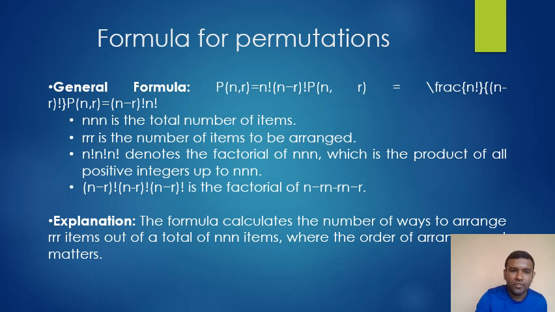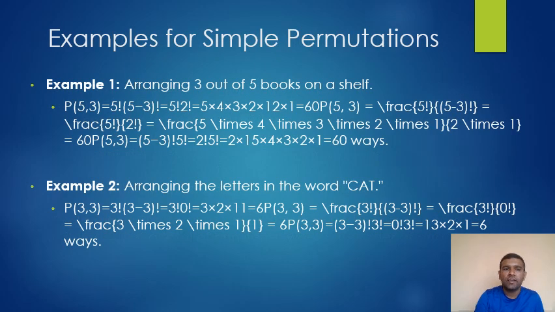What's the explanation of this? The formula calculates the number of ways to arrange r items out of a total of n items, where the order of arrangement matters. Next, let us look at some examples for simple permutations. The below are two examples.